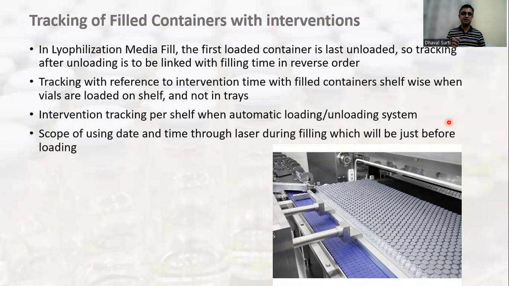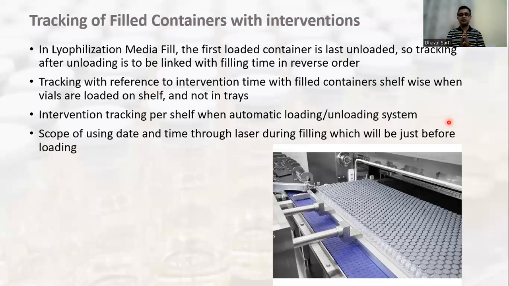So tracking after unloading is to be linked with the filling time in reverse order. That is one. Tracking with reference to the intervention time with the filled containers shelf-wise when vials are loaded on the shelf and not in trays. So if you are loading the entire shelf at a time and there are no trays, then we have to consider entire shelf time, and we have to track that this shelf took 30 minutes to fully load. Then what were the interventions during the 30 minutes? And if you are getting contamination in that shelf, then you have to link that contamination with the intervention performed in that 30 minutes. If it is tray-wise, you can always put tray numbers and you can track it.